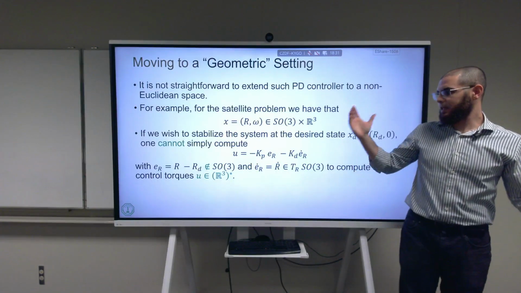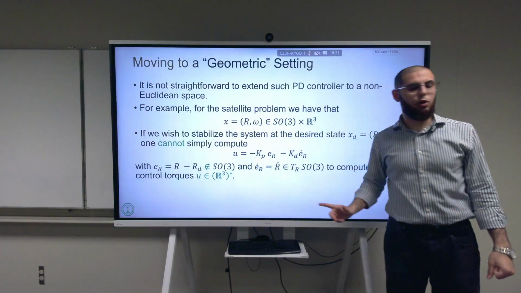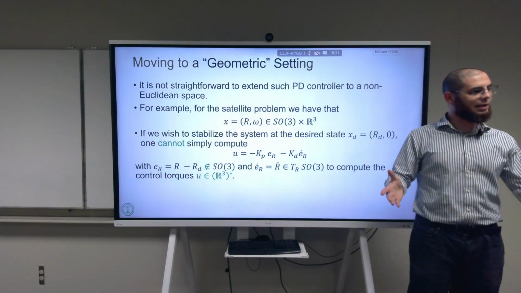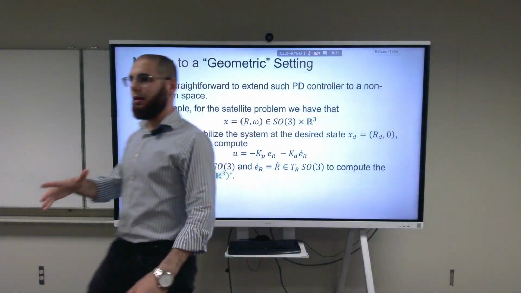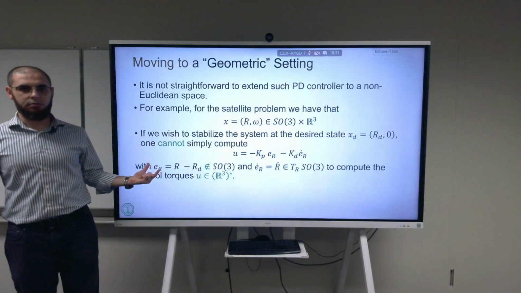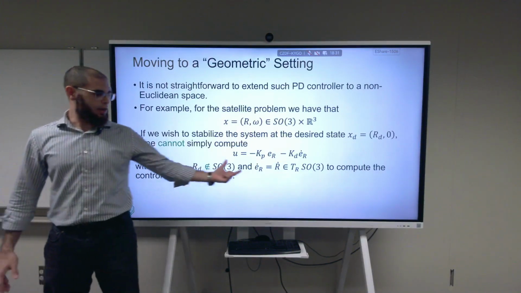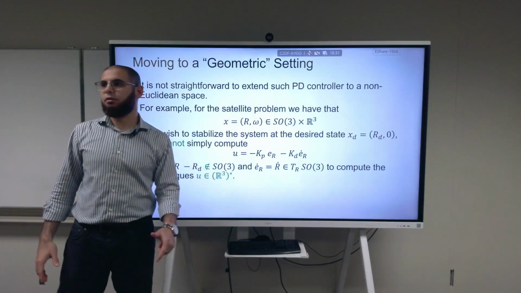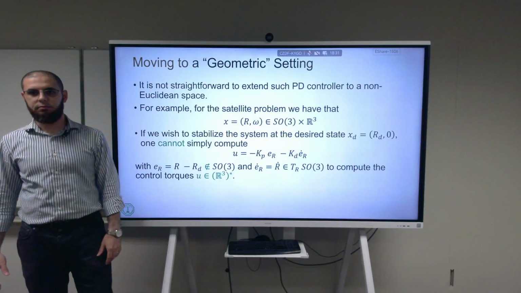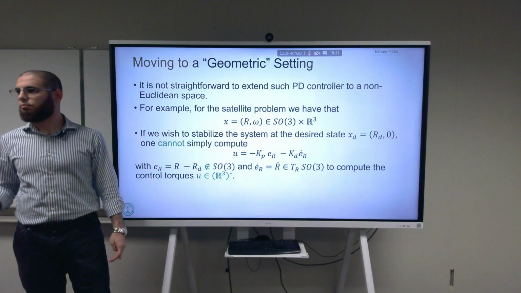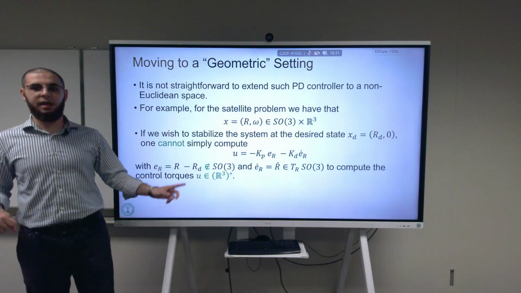And now you say minus kp multiplied by the error in the rotation, minus kd multiplied by the error dot. And then you say that the error in the position is r minus r desired, and the error in the velocity is r dot. No, this is not belonging to the group, right? Does it work? I don't think so. Can you say r minus rd?